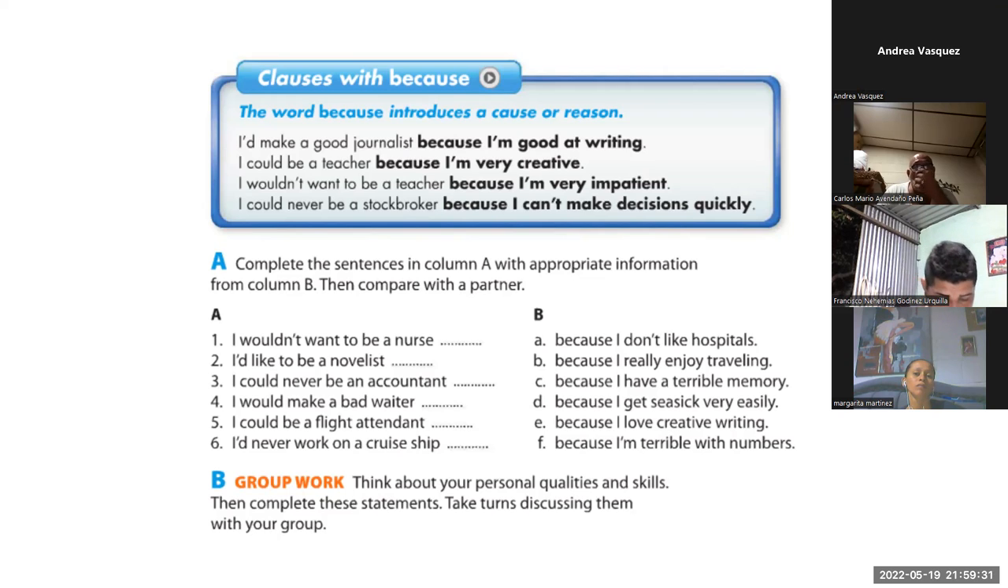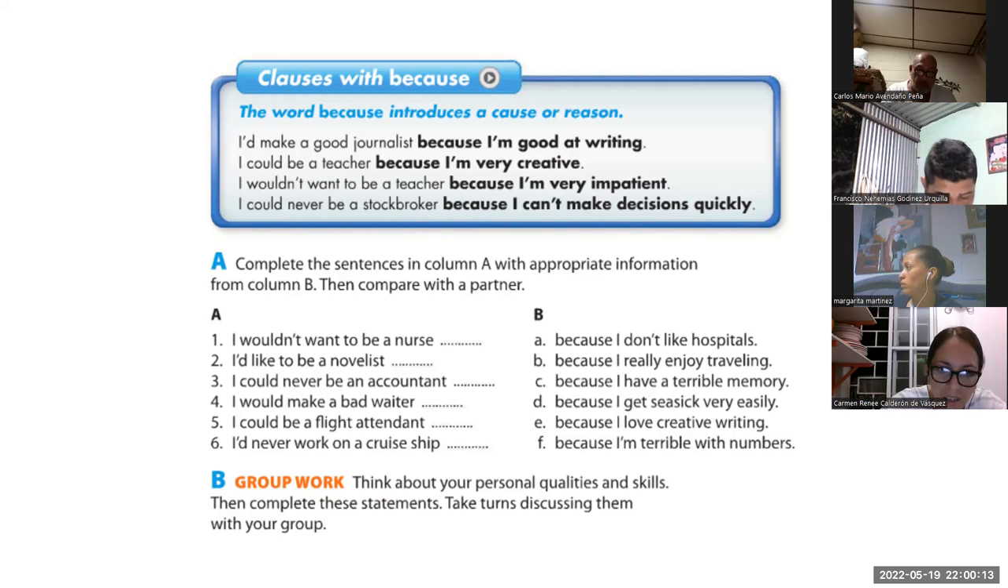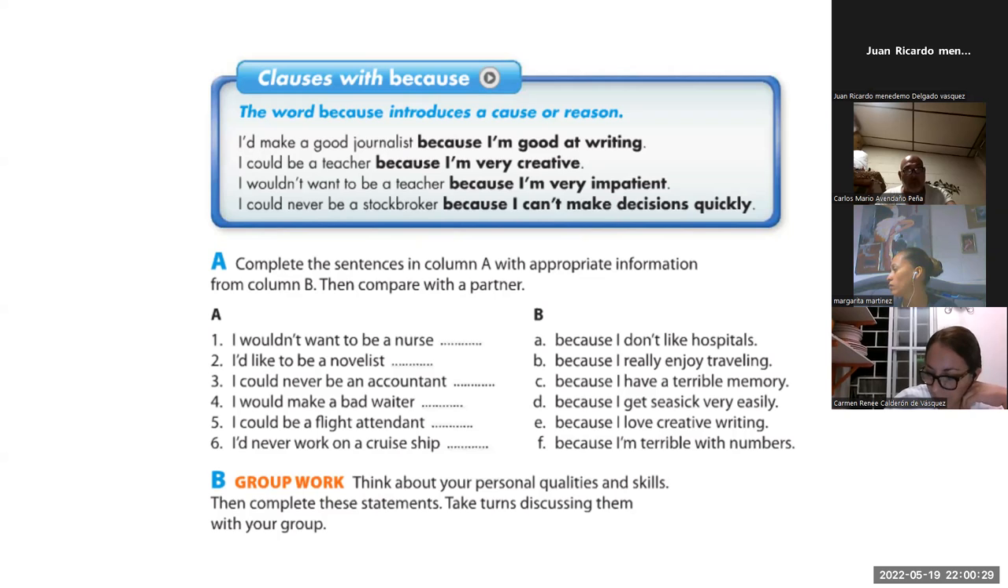Noemi. Okay. I'd like to be a kindergarten teacher because I have a lot of patience and the little kids are very cute. Excellent sentence. You can share the rest of your sentences, or is that the only one you did? Okay, thank you so much, Noemi. Any other volunteer? Is there any other volunteer? Francisco, thank you.